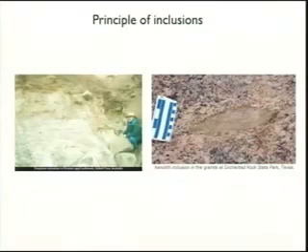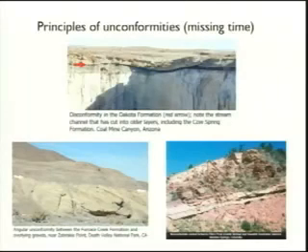Inclusions are little bits of rocks, sometimes formed through water action or other mechanisms, that are inside of rocks. Those inclusions occurred after the rock itself was formed. Once again, a before and after, which event occurred before the other. And then unconformities are areas of large amounts of missing time.